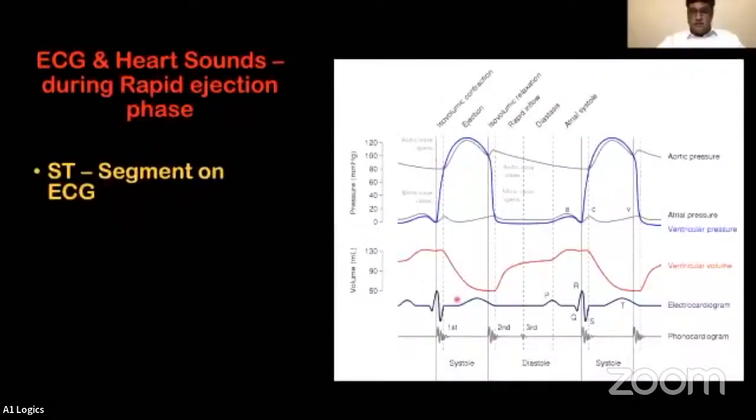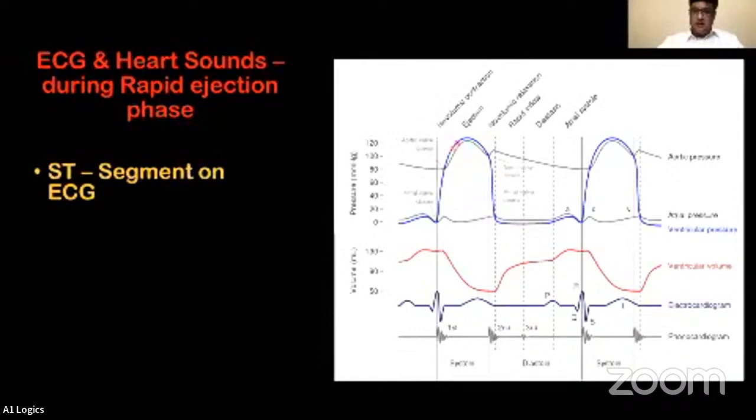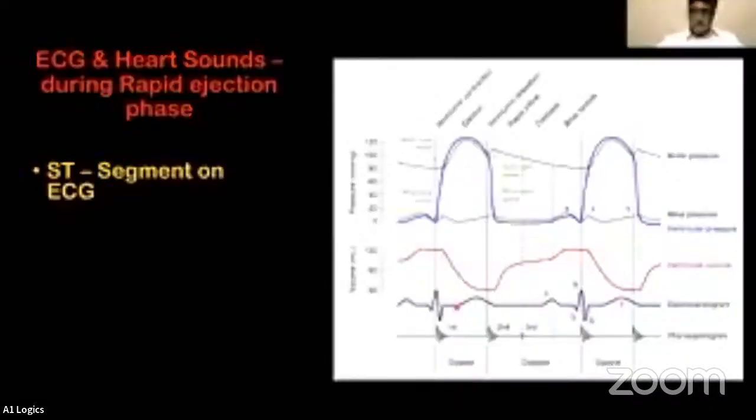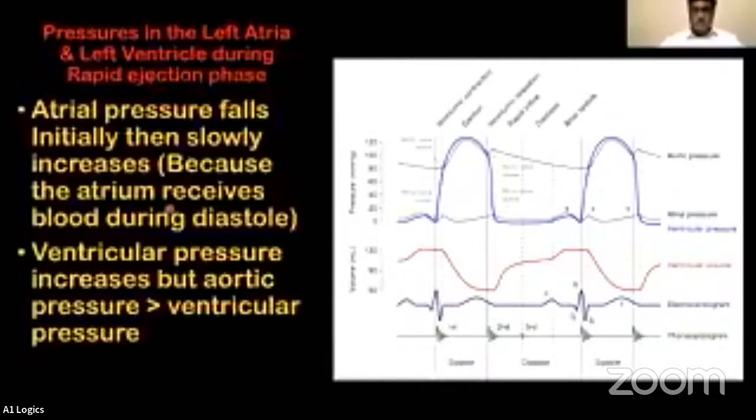On the ECG, it is just the ST segment. Rapid ejection is from the time the aortic valve opens, the blood gets ejected into the aorta, and the ventricular pressure is also increasing. At this point of time, that is the ST segment you see here. On the ST segment of the ECG, we don't hear any sounds in the heart. Pressure in the left atrium and left ventricle: atrial pressure falls initially, then slowly increases.